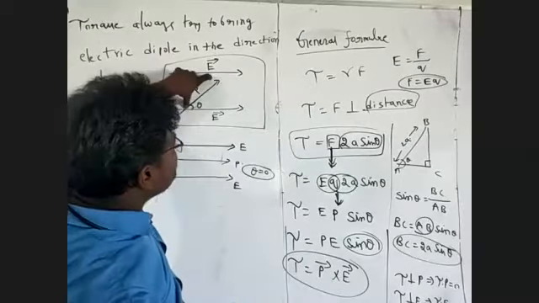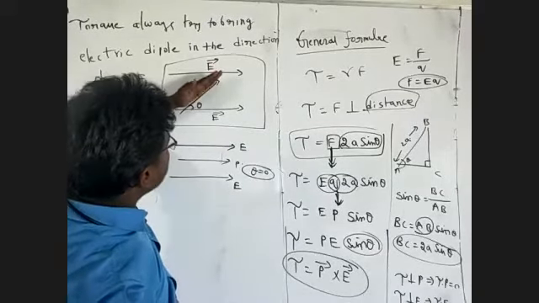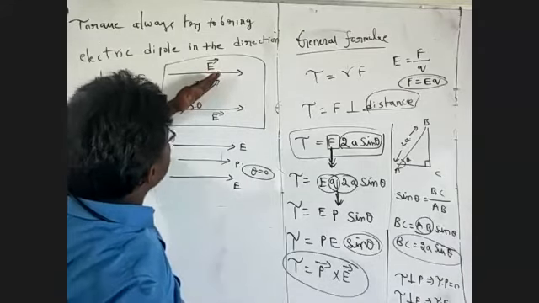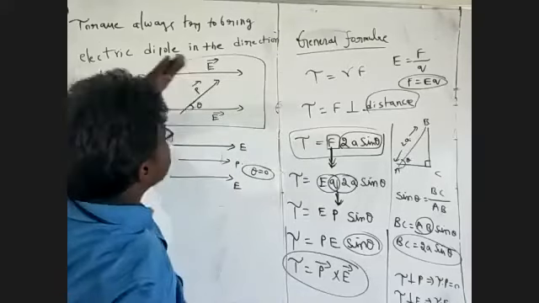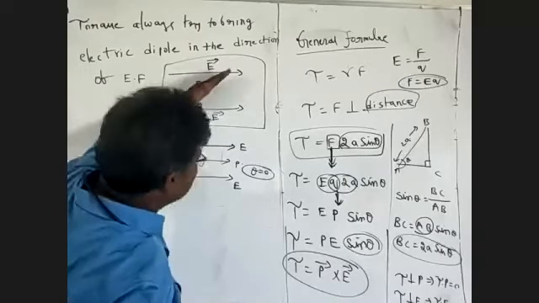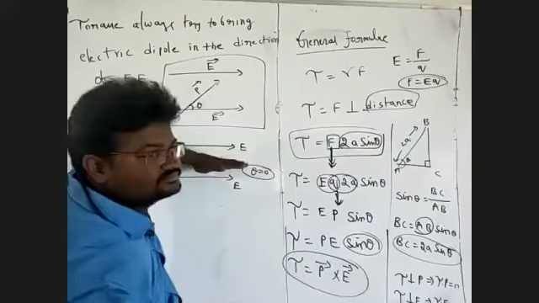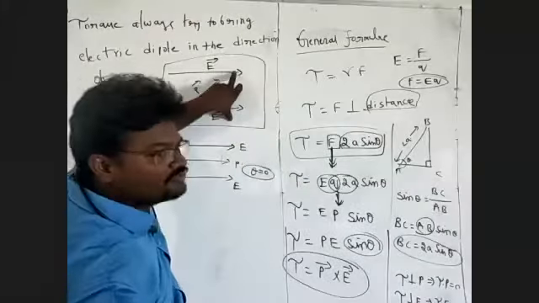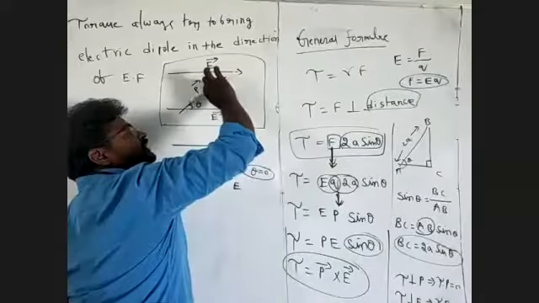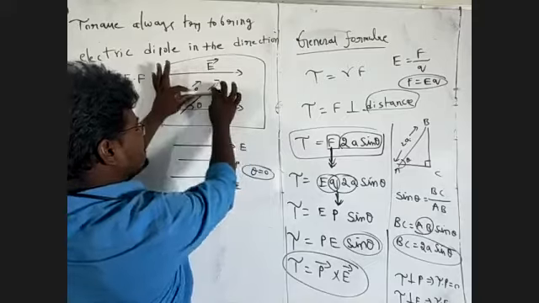The dipole is placed in the uniform electric field at this place. Torque always tries to bring this electric dipole in this direction. So the dipole is placed in a uniform electric field like this, but immediately the dipole rotates in this direction like this.